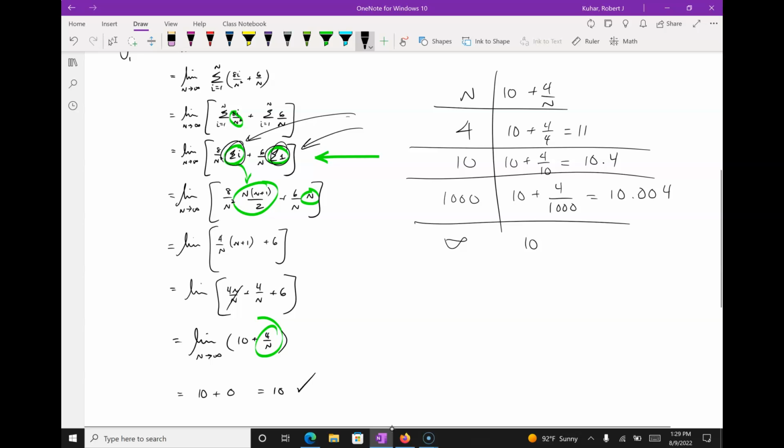So this little expression can give me estimates of areas for any number of rectangles. I did 4, then 10, then 1,000 rectangles. And of course you can tell where it's going. You could guess at the limit.